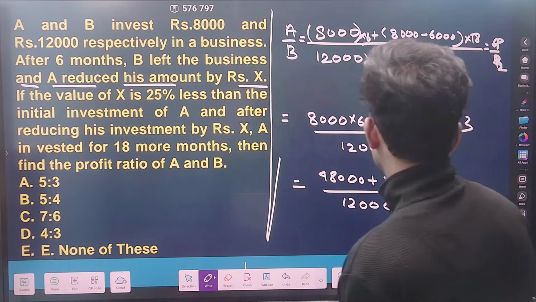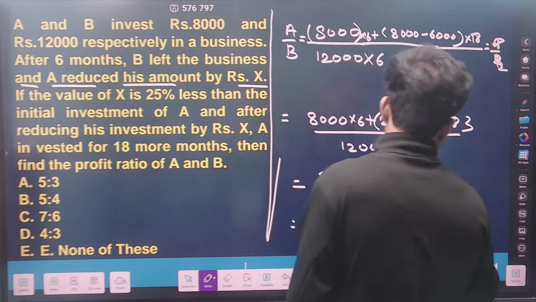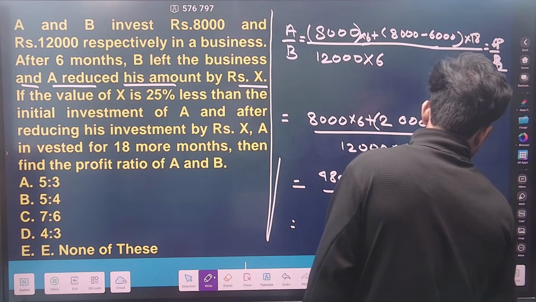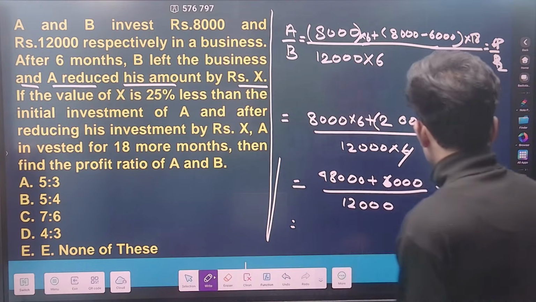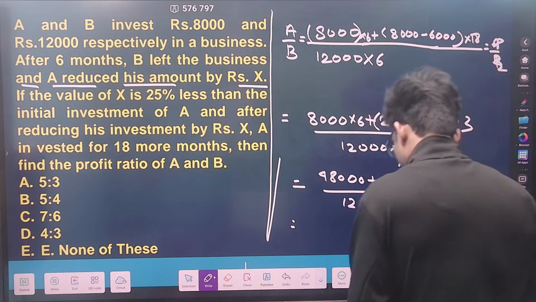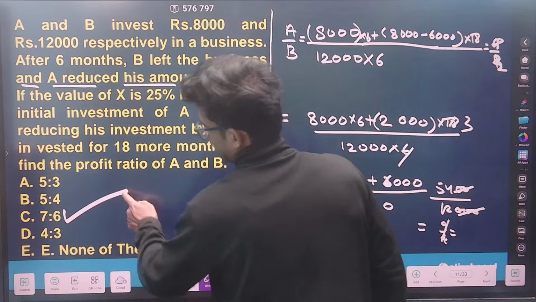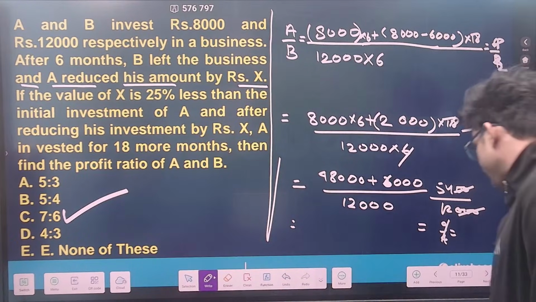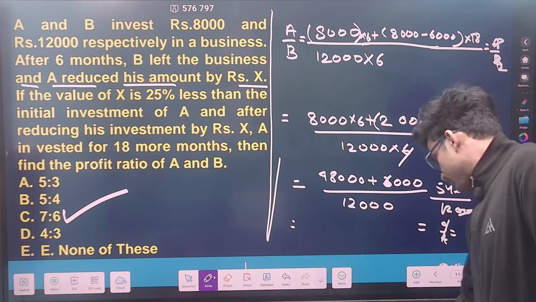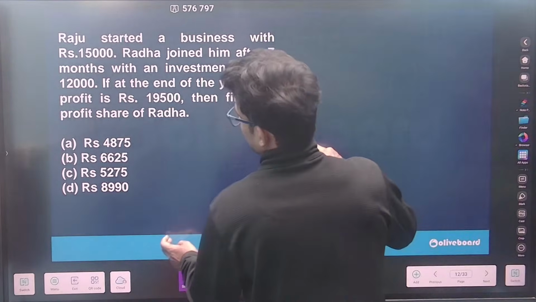Seven is to 6. See, let me check it out. 7:3 is coming. No? 7:6 is coming. 7:6 is the answer. Option C. Yeah. Try this.